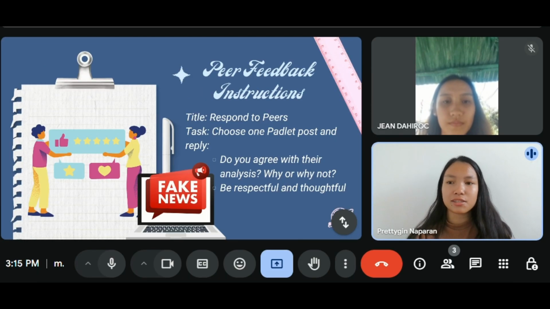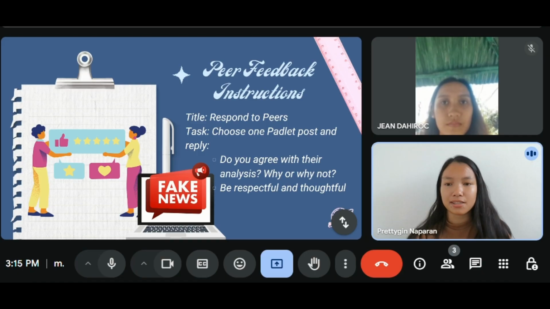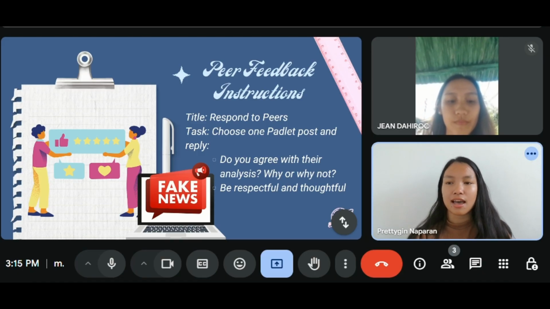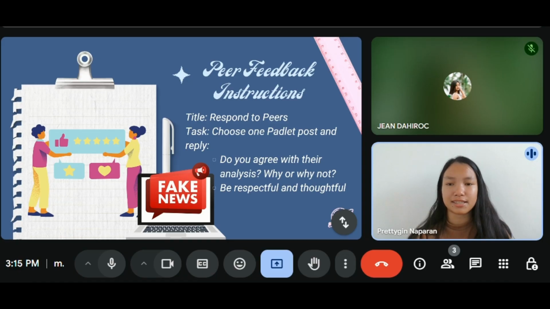Now, students will engage in peer review by responding to their classmates' Padlet posts. They must share whether they agree with the analysis and provide a reason for their stance. This encourages respectful discourse and helps students refine their reasoning.